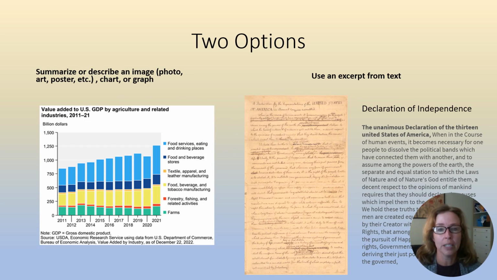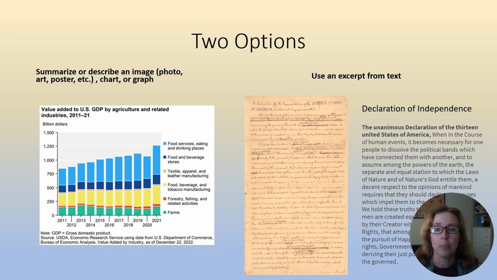When you are integrating a source, you have two options. You can either summarize and describe an image, and an image can be a photo, artwork, posters, a chart, a graph, even a map. Or you will be using an excerpt from a piece of text.